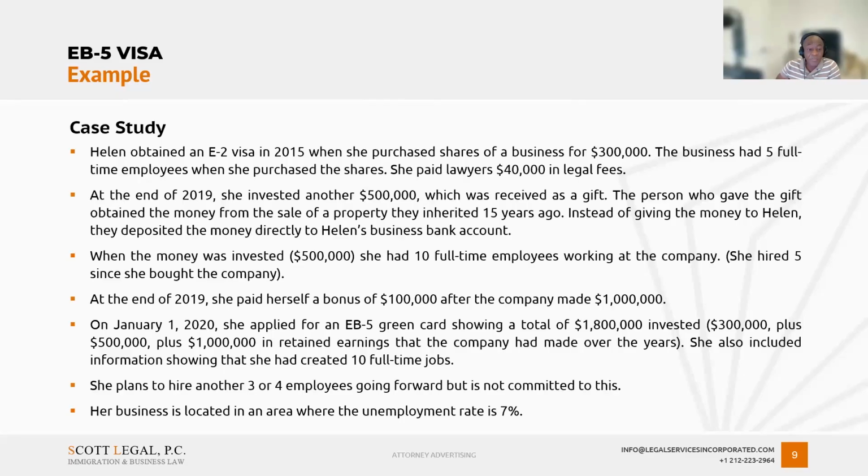The other thing to keep in mind with this case study is that the 5 full-time employees that were there initially don't count for EB-5 at all. So that's another thing to keep in mind.